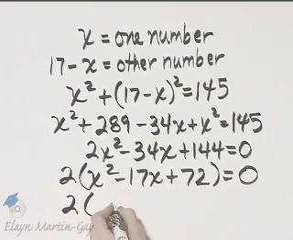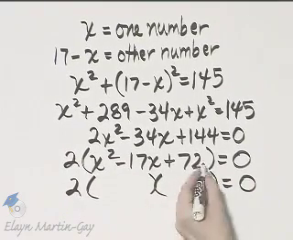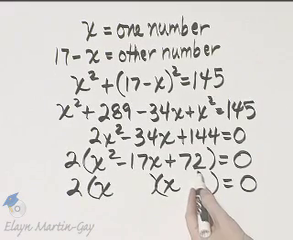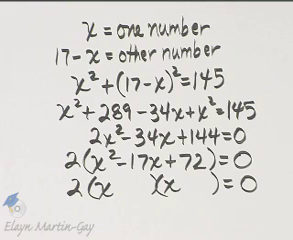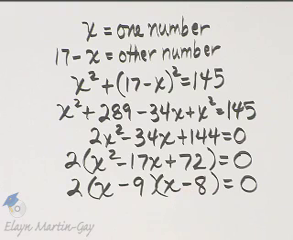Keeping my 2, I'm going to now draw 2 sets of parentheses and try and factor this trinomial. x and x gives me x squared. What are 2 factors of 72 whose sum is negative 17? Those are negative 9 and negative 8.